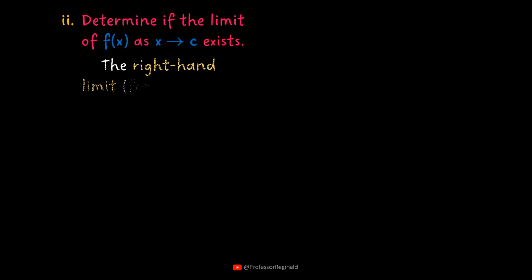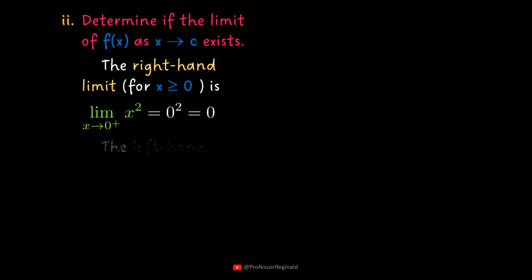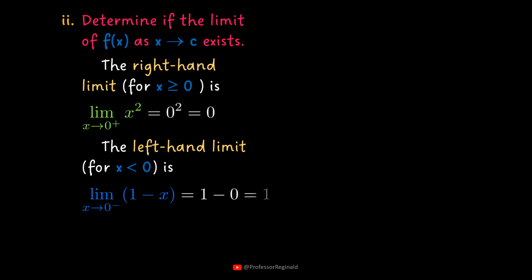Second, determine if the limit of f of x, as x approaches c, exists. The right-hand limit or the limit from the right of 0 is the limit of x squared, as x approaches 0 from the right, is equal to 0. The left-hand limit or the limit from the left of 0 is the limit of 1 minus x, as x approaches 0 from the left, is equal to 1. The figure illustrates the graph of f of x.